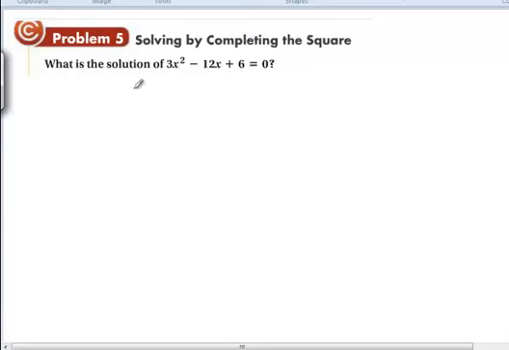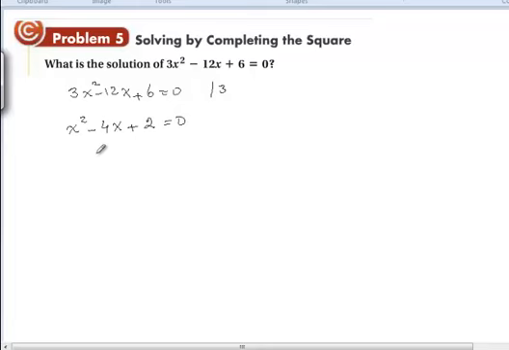To change a to be 1, let's write the equation again: 3x squared minus 12x plus 6 equal to 0. To change a to be 1, we divide the whole equation by 3. So we divide all the equation by 3. 3x squared divided by 3 equals 1x squared, minus 12 divided by 3 is 4x, plus 6 divided by 3 is 2, which is equal to 0.